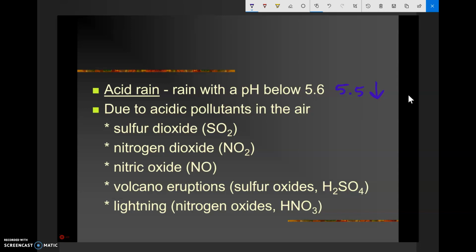So here are our main contributors. Sulfur oxides and nitrogen oxides are our main contributors of acid rain. Sulfur dioxide comes from burning coal in power plants. When we burn coal, a whole bunch of sulfur comes off. And there are also metal smelters, and that mixes with the water in our atmosphere, and that can create acid rain. Nitrogen dioxide and nitric oxide, or another way to word this is nitrogen monoxide, come from automobile exhaust fumes.